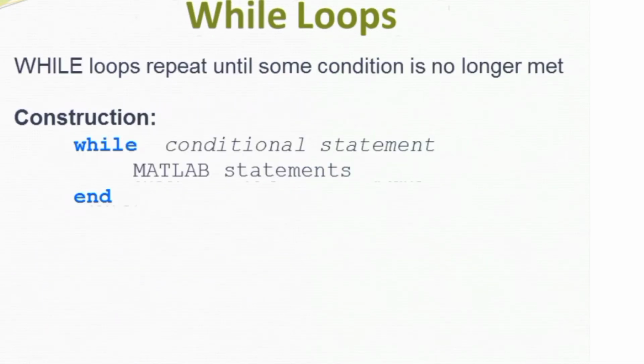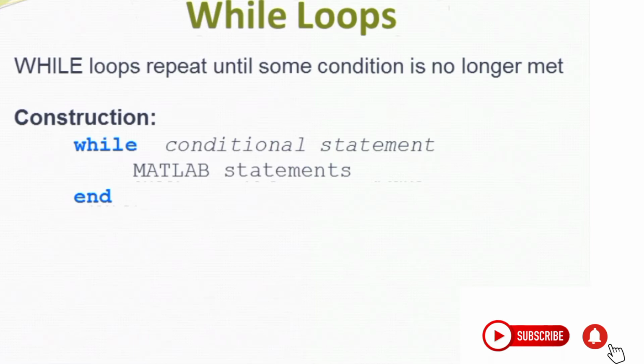Here we can see the basic structure, the basic syntax, for the while loop. It looks pretty similar to what we saw for the for loop. We now have a keyword while instead of a keyword for. Again, we have the end, which signifies where the stop of our loop is. We have Matlab statements, which occur between our initial while statement and the end statement, which are the statements that are going to be repeated.